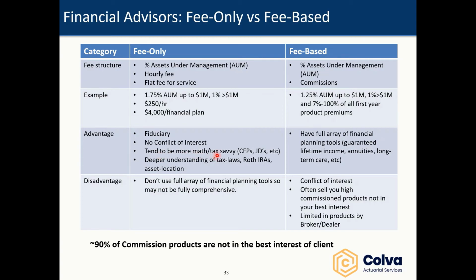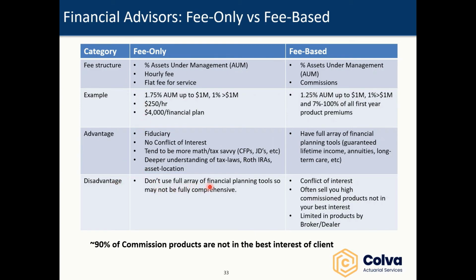They tend to be more math and tax savvy. So with the fee-only guys, you're going to see CFPs, JDs, a lot of experienced professionals that they'll either have in-house or access to, typically in-house. And they have a deeper understanding of tax laws, Roth IRAs, asset location. Whereas the advantage of the fee-based guys is they have a full array of financial planning tools. So they're using guaranteed lifetime income, annuities, long-term care, which these guys won't do simply because most of these products are commission-based.